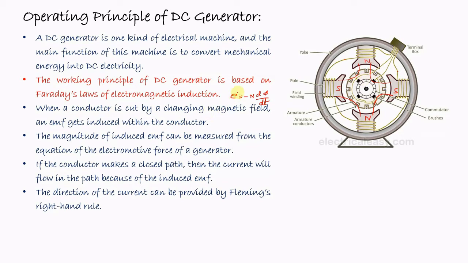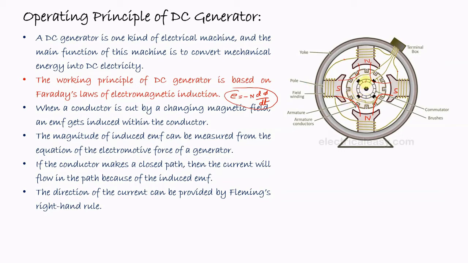Therefore, according to Faraday's law of electromagnetic induction, an EMF will be induced in the armature conductor, or rotor conductor. Now, if the armature conductor is connected to the external circuit, it makes a closed path, and current will start to flow from the armature winding to the external circuit.